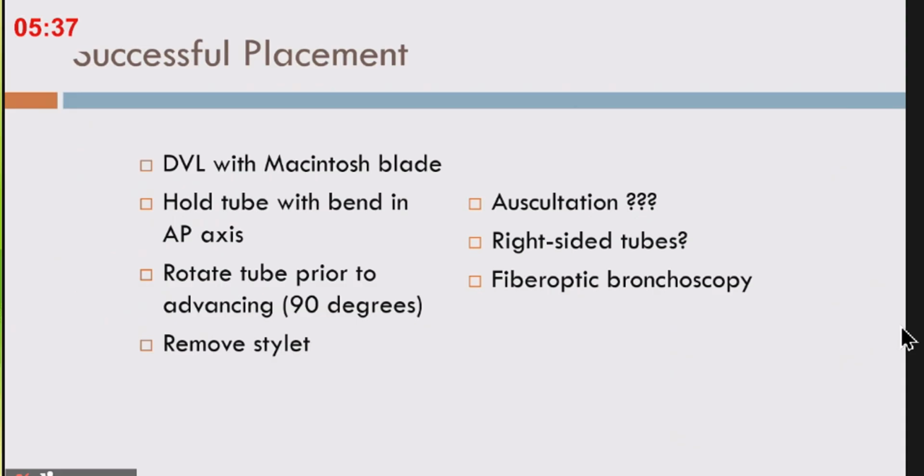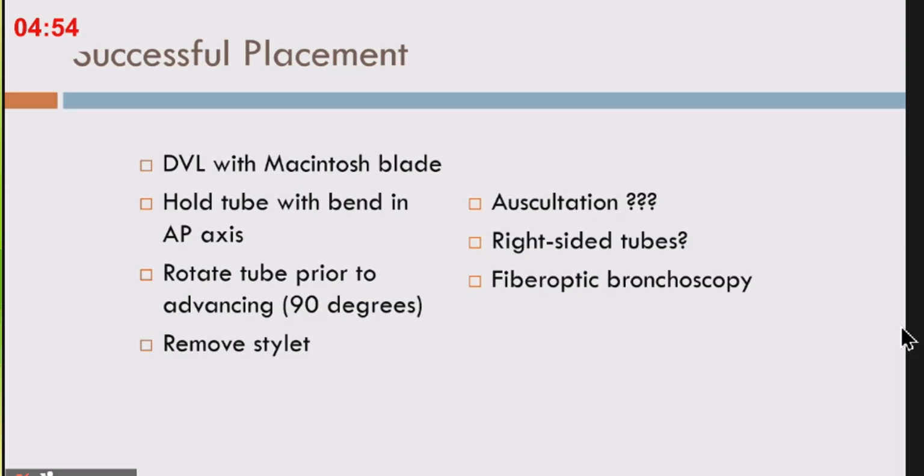Successful placement, obviously, with the double lumen, you can look with a direct visual with a Macintosh, but the easiest way is to isolate one lung and ventilate the other lung and auscultate. Nowadays, though, it's almost standard of care to check with a fiber optic bronchoscope when you put the tube in. And with the left-sided double lumen tubes, usually you go in through the cords, and once you've gone in through the cords, you turn to the left.